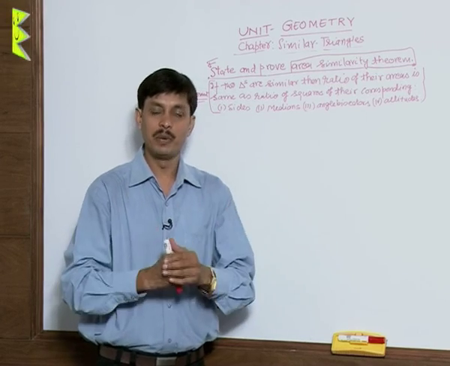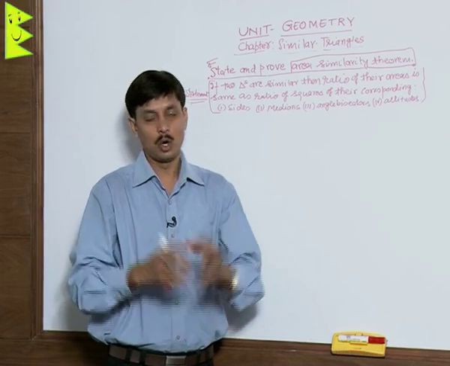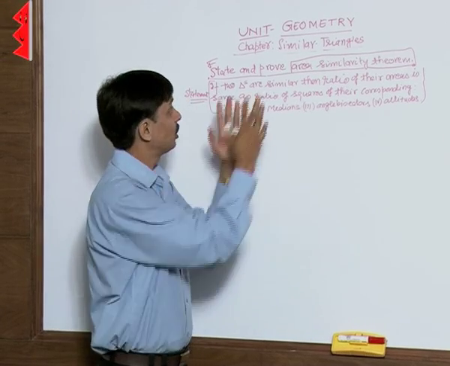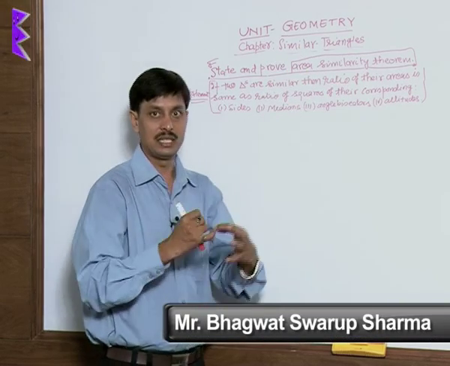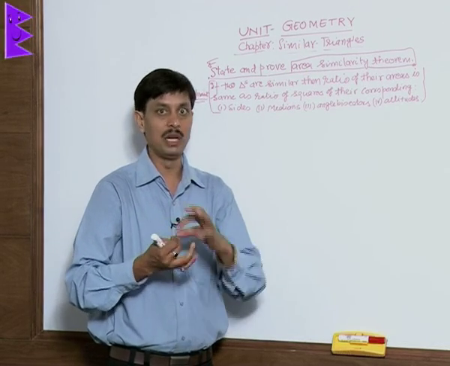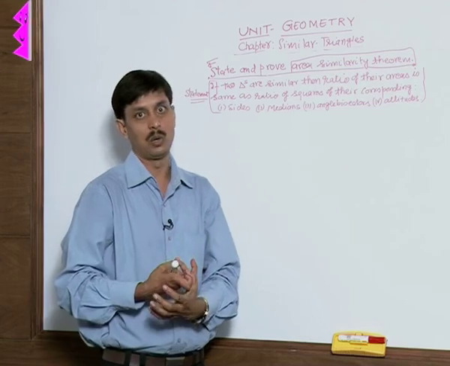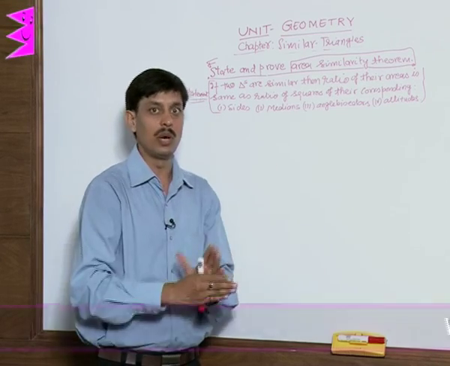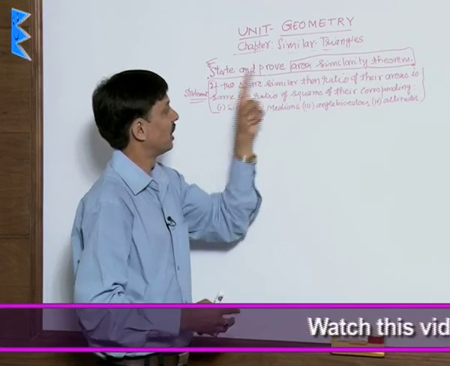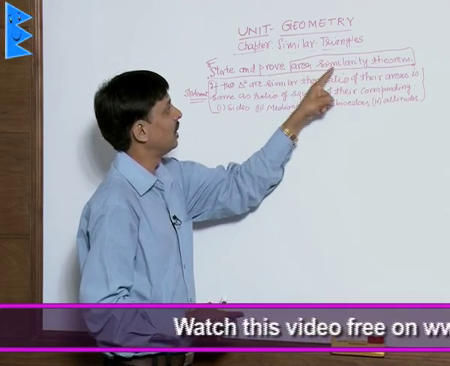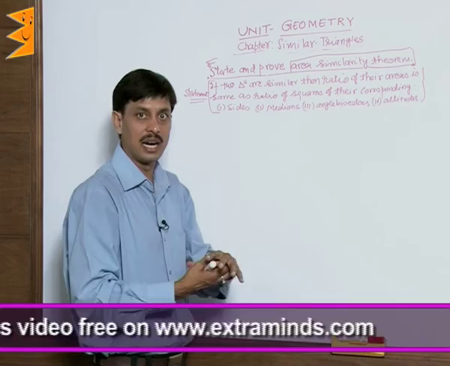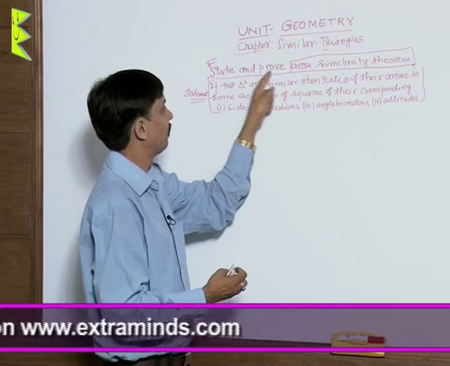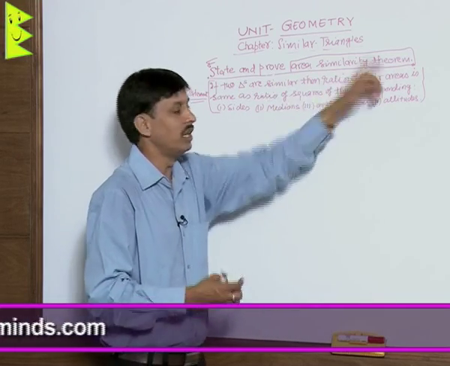Now I will explain an important result of the chapter Similar Triangles. From this chapter, after BPT, converse of BPT, Pythagoras, and converse of Pythagoras, in the same sequence there is an important result, the theorem named the area similarity theorem. So a question in the examination is asked like this: state and prove the area similarity theorem.